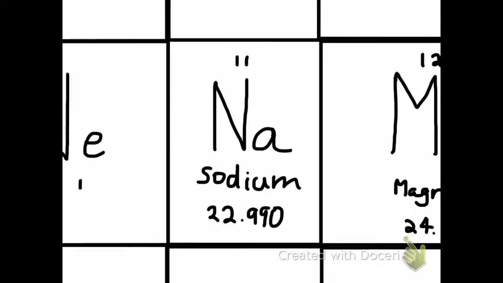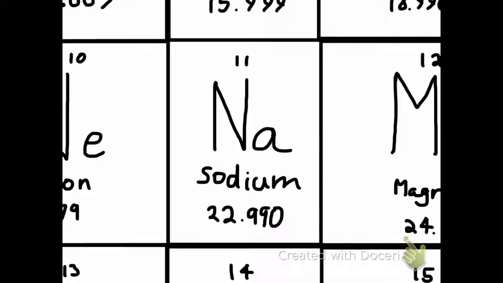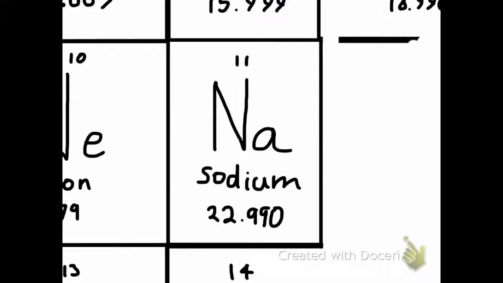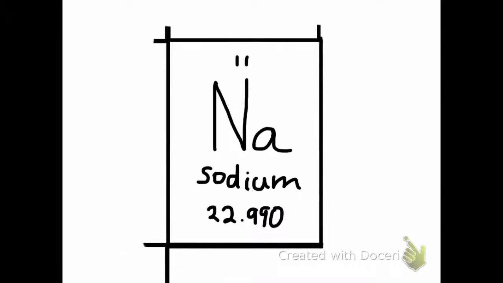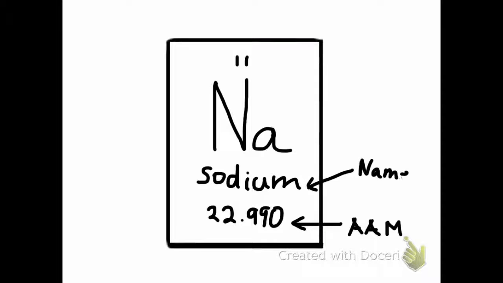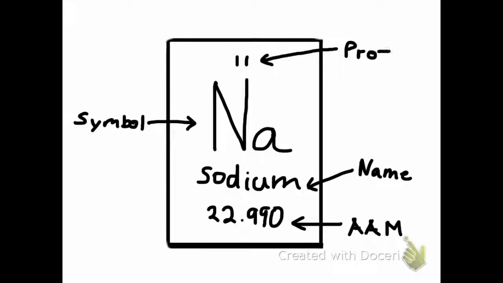Sodium is one of the elements in the periodic table of elements. As you can see, it shows various properties of sodium. The things that are shown are the AAM, the average atomic mass of the element, the name of the element, the symbol for the element, which could be 1 or 2 letters, and the number of protons that it has.